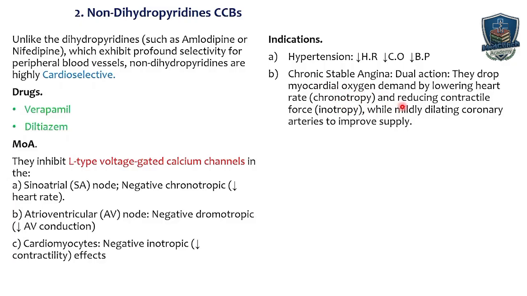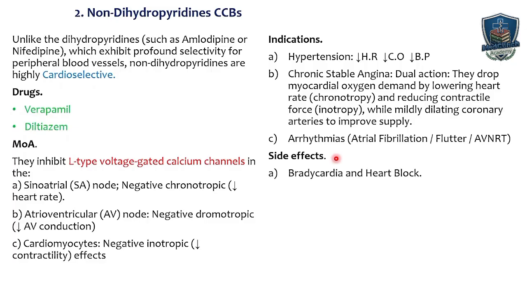They also mildly dilate the coronary arteries to improve the supply. Remember, the coronary arteries perfuse the heart muscles, so you want them well dilated. As I've said, these drugs are very good for arrhythmias. They are very good for AFib, flutter, and also SVT, a type of SVT called AVNRT. They are class 4 antiarrhythmic drugs.